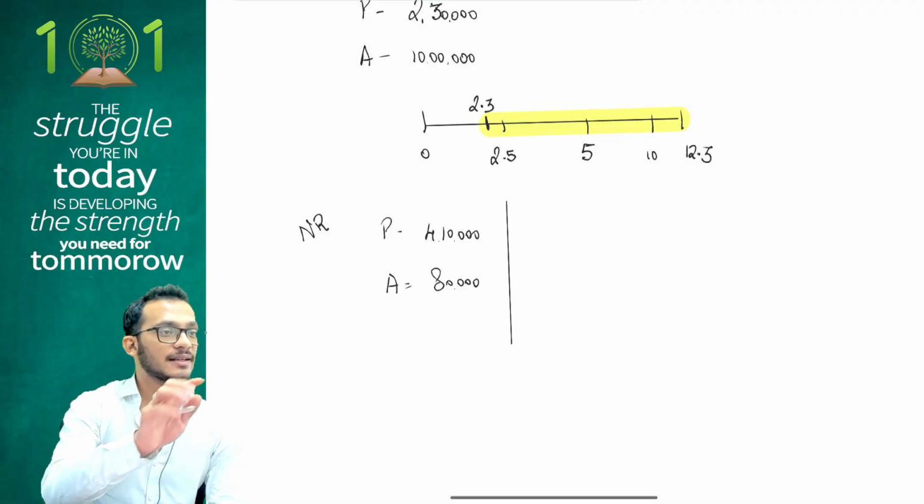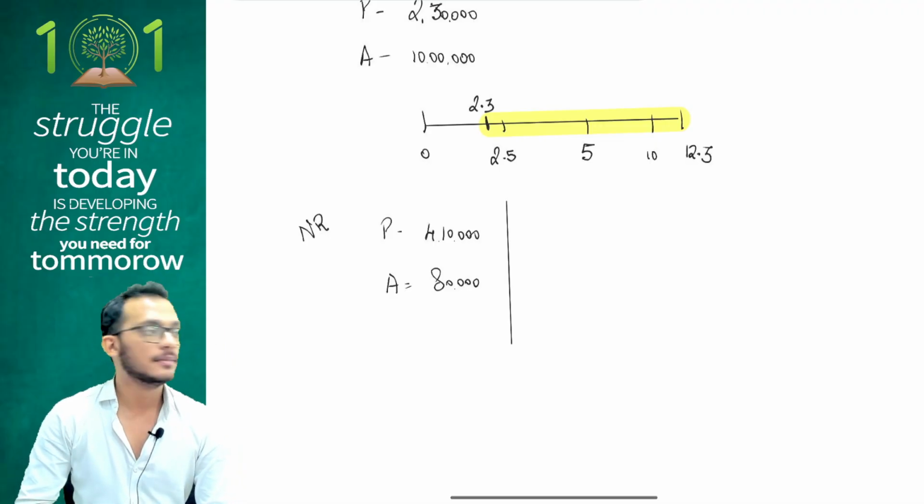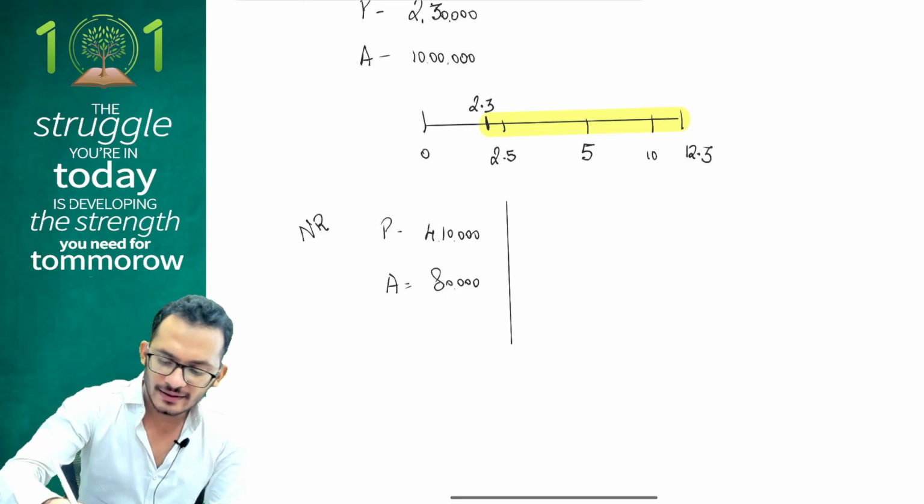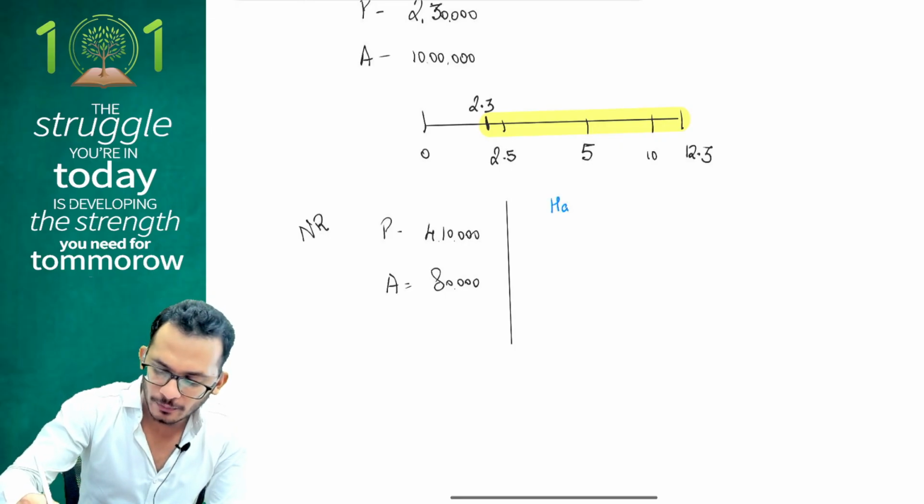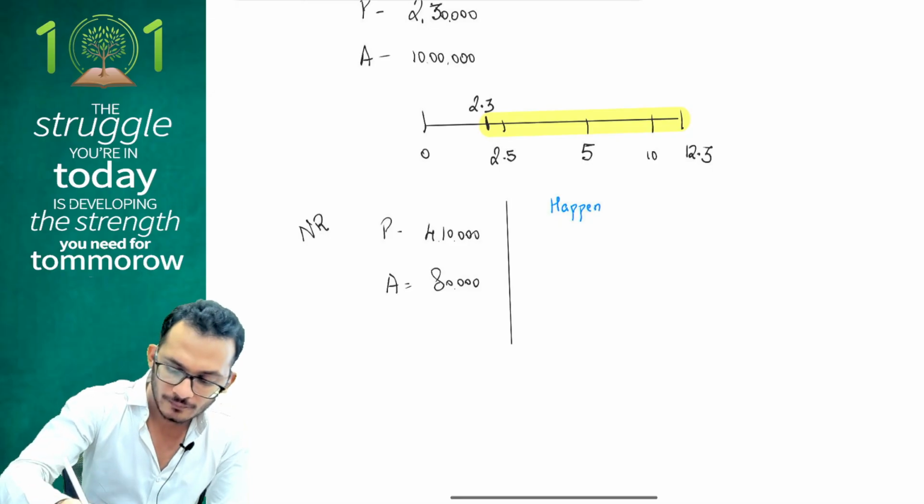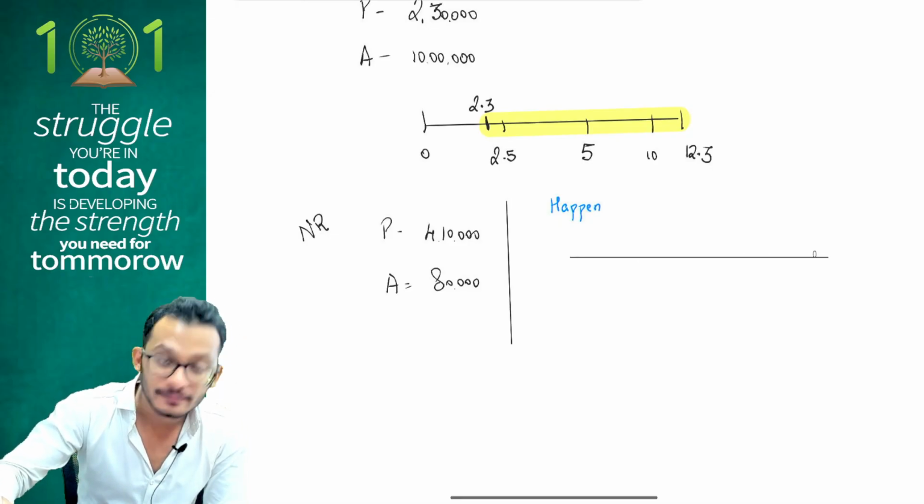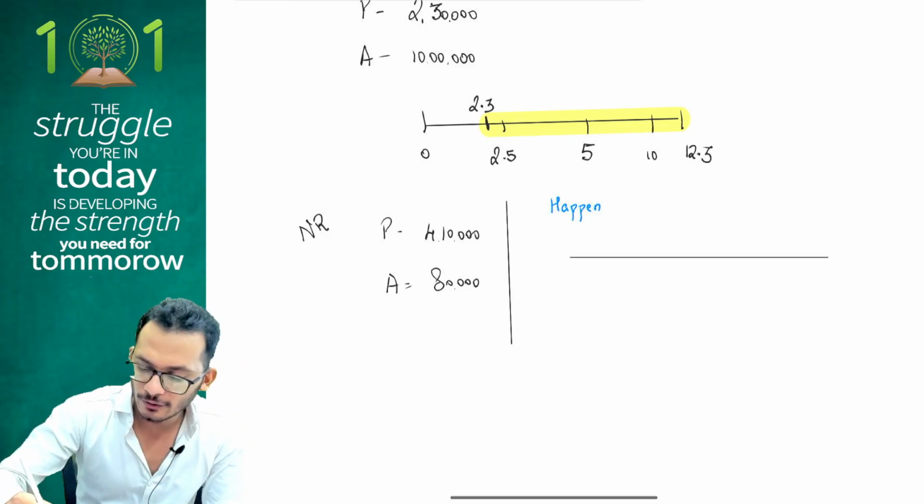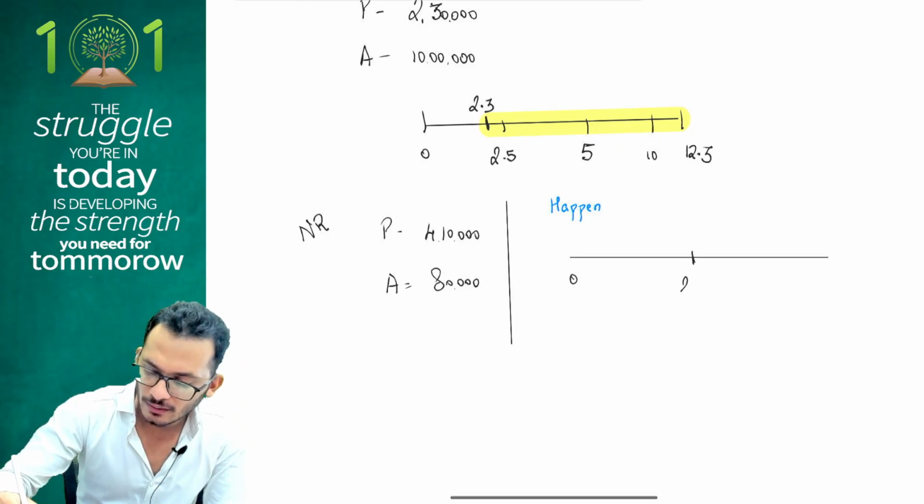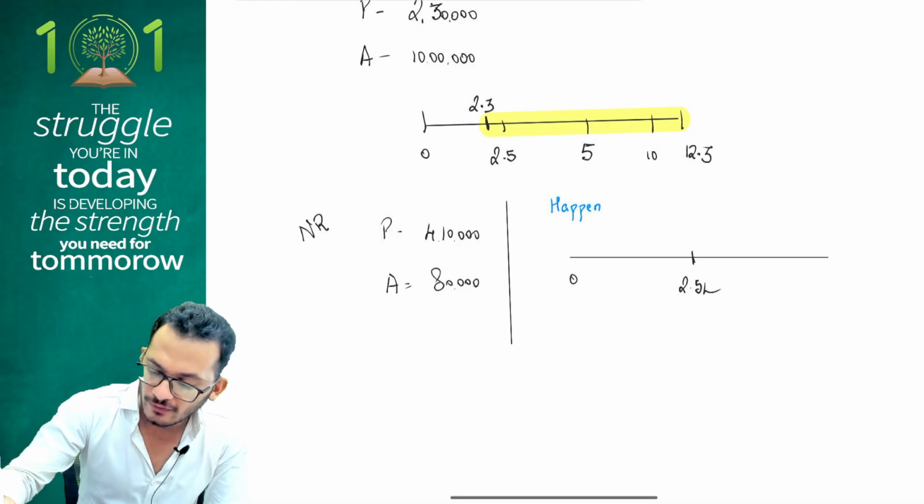Let's take 2 scenarios, people. One where partial integration happens and one where partial integration does not happen. Imagine a case where partial integration happens. How will you prepare this? Create an income line. What is the income line? 0, 2.5, 5 lakhs.